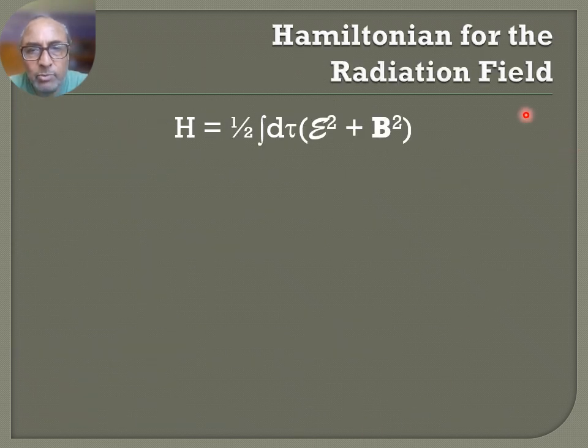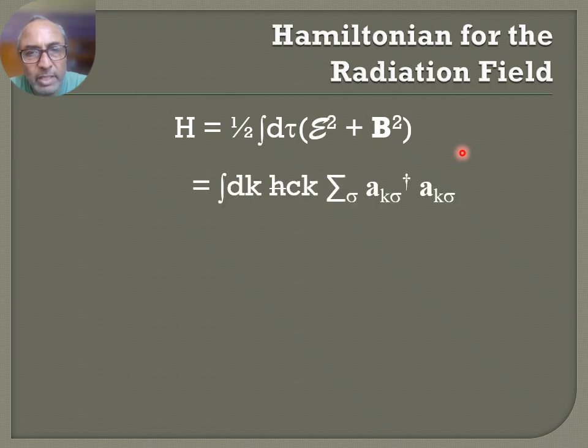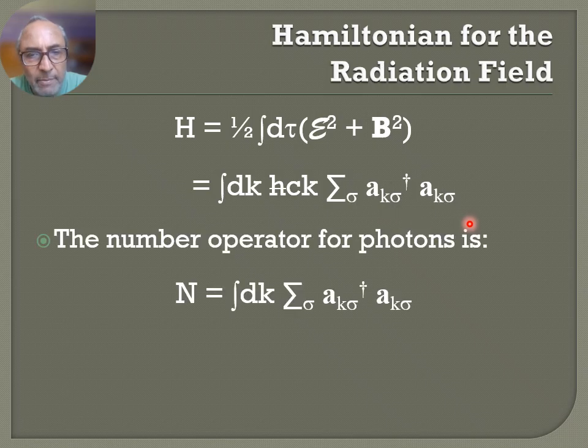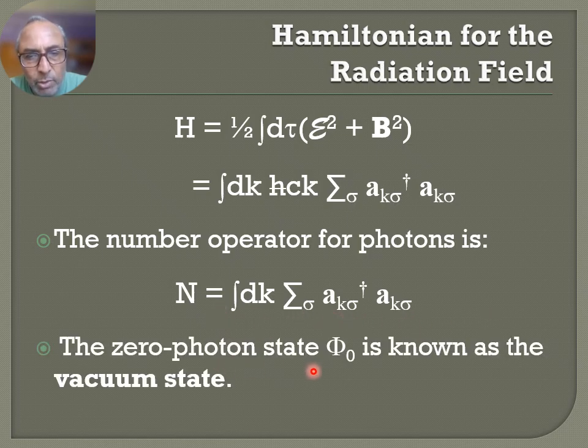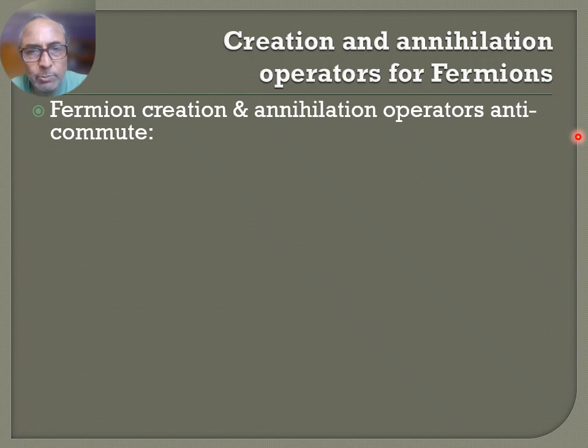Substituting the expressions we obtain for the electric and magnetic fields in the equation for the Hamiltonian, H equals half integral d tau (E squared plus B squared), gives H equals integral dk sum over sigma of h-bar c k, A_k sigma dagger A_k sigma. The number operator for photons is n equals integral dk sum over sigma of A_k sigma dagger A_k sigma. The zero photon state phi 0 is known as the vacuum state. Okay, all that was for bosons.